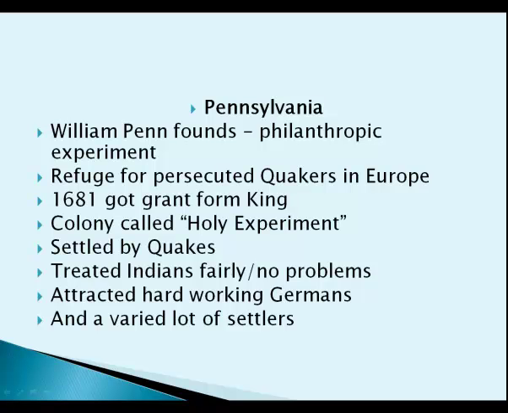William Penn, philanthropic experiment. He wanted a place of refuge for the English Quakers. Now, whereas you've got the Puritans and the Pilgrims in New England, and you've got the Catholics in Maryland, now we want a place for the Quakers. So he gets a grant from the king to actually repay him for some money he'd lent the king. He called his colony the Holy Experiment, and it was settled entirely by Quakers.